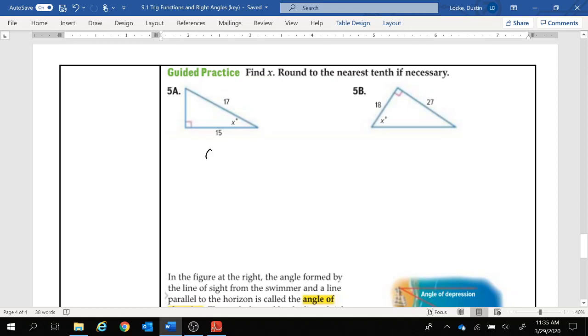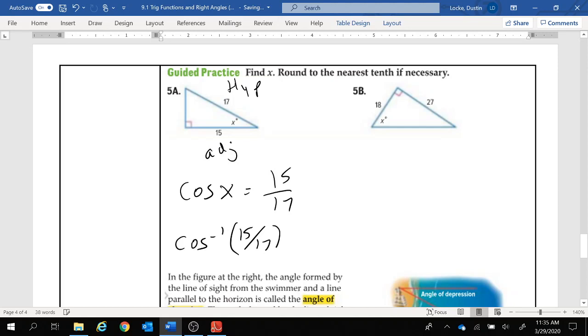All right, I'm going to go and write these out. So we have our adjacent side and our hypotenuse. Okay, so that's once again cosine, and we'll put x here. We have adjacent over hypotenuse, 15 over 17. Cosine inverse of 15 over 17 is what we would have.